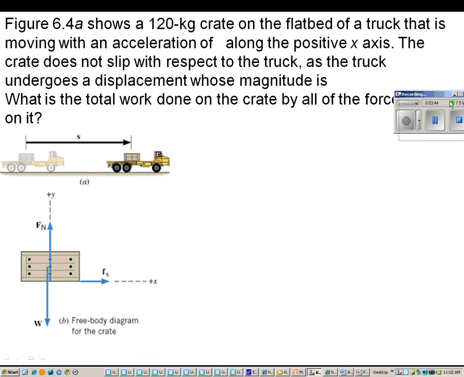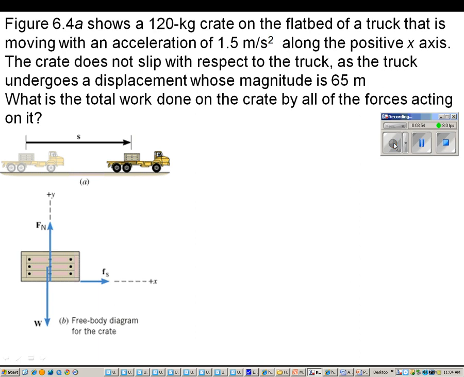Here's another problem where we use friction. We show a 120 kilogram crate on the flatbed of a truck that is moving with an acceleration of 1.5 meters per second squared along the positive x-axis. The crate does not slip with respect to the truck, as the truck undergoes a displacement whose magnitude is 65 meters. What is the total work done on the crate by all the forces acting on it?